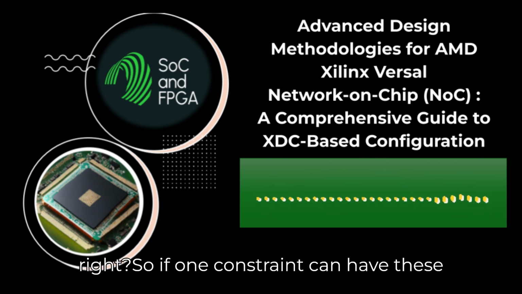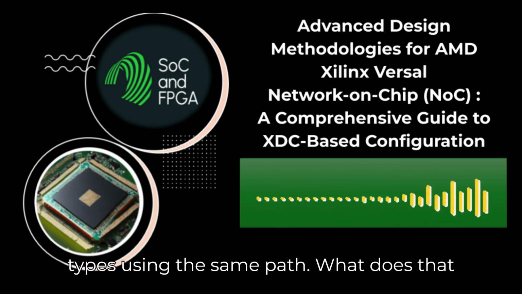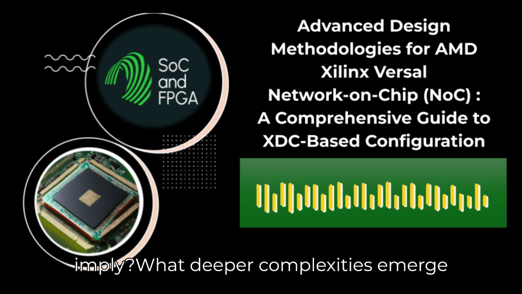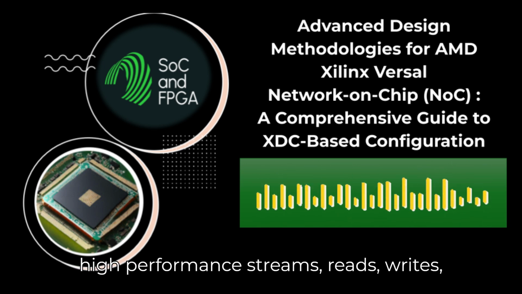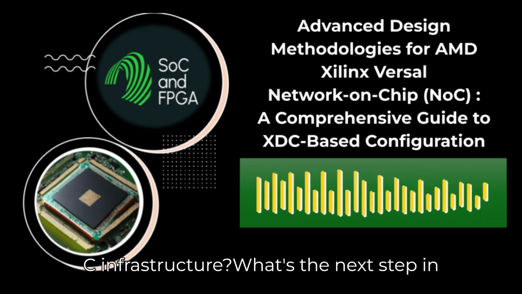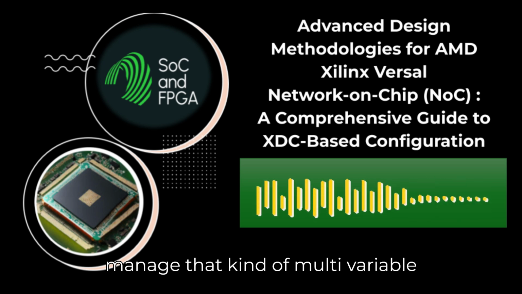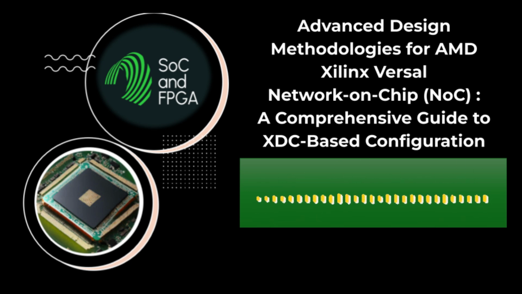Interesting asymmetry. Right. So if one constraint can have these different impacts on different traffic types using the same path, what does that imply? What deeper complexities emerge when you're trying to juggle multiple high-performance streams, reads, writes, different protocols, all sharing this NoC infrastructure? What's the next step in analysis or design methodology needed to manage that kind of multivariable optimization challenge effectively? Something to ponder.